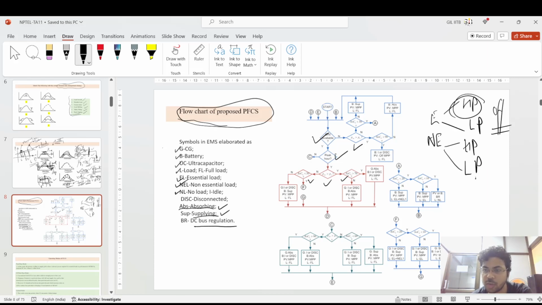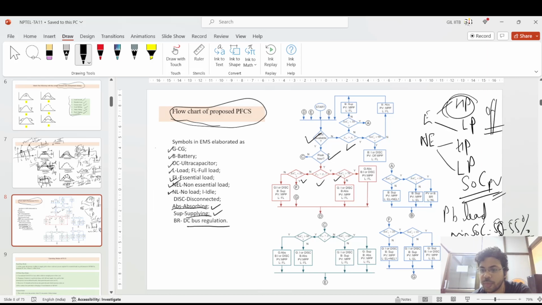Here you have to monitor the SOC of the battery which is connected to the PV. This should not be reduced. Suppose you have a lead acid battery, the minimum SOC you have to maintain is 50 to 55%. In lithium ion you can go down to 10%, 10 to 20 or 30%. So that is not an issue with lithium ion. But with lead acid you have to maintain the SOC at 50 to 55%. In that situation you have to monitor the SOC of the battery as well.